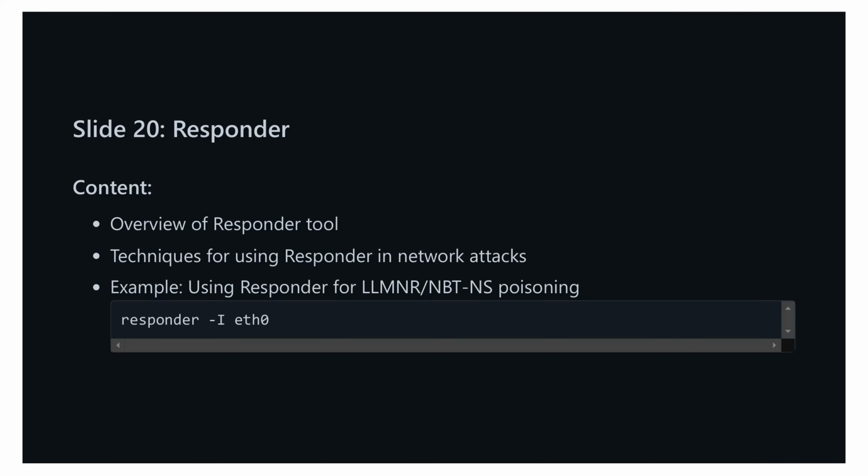Let's walk through an example of using Responder to demonstrate this attack. Here's the command: responder -I eth0. This command initiates Responder on the network interface eth0. Once activated, Responder listens for LLMNR and NBT-NS requests on the network and responds to them, capturing any credentials sent by unsuspecting clients. In the next slide, we'll delve into Hydra, a tool for password cracking, showing how to use it for SSH brute force attacks.